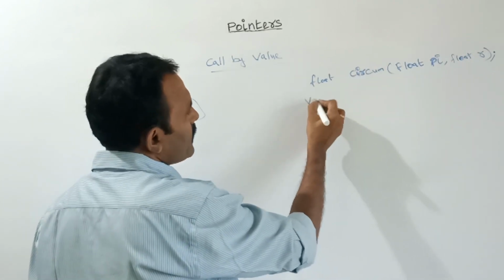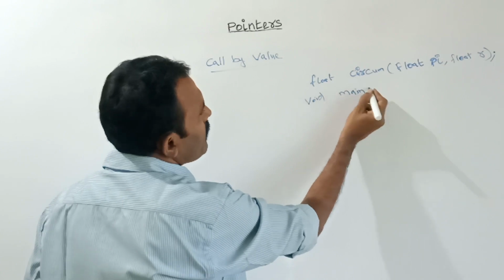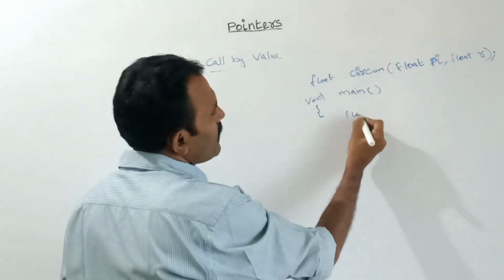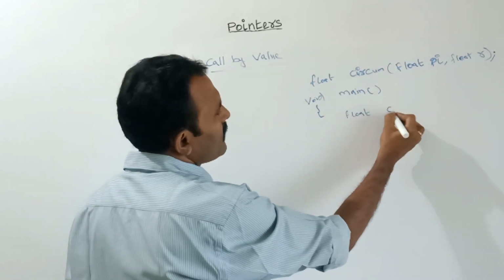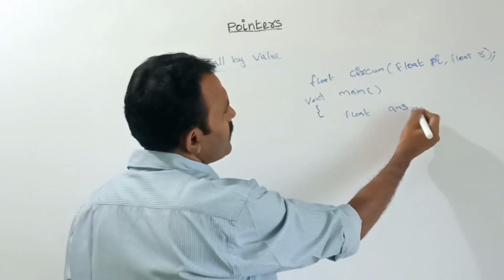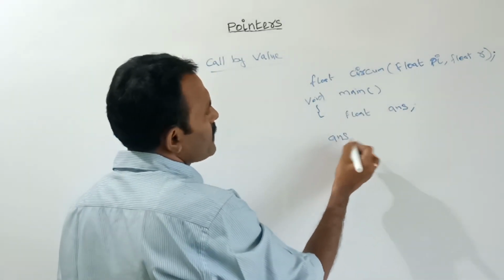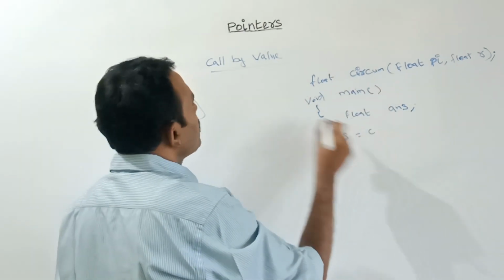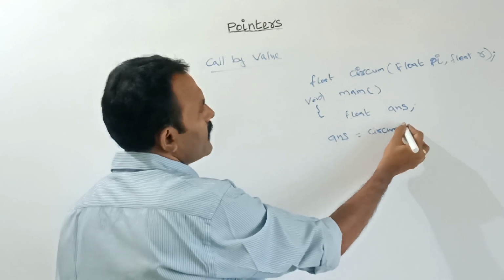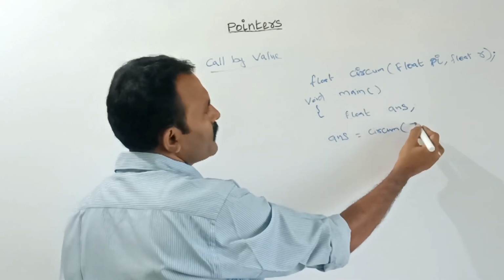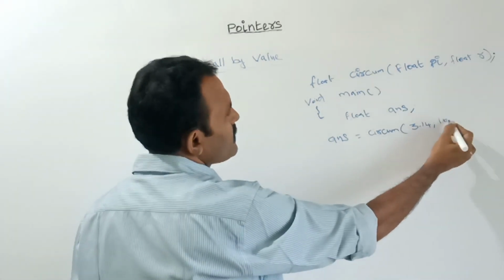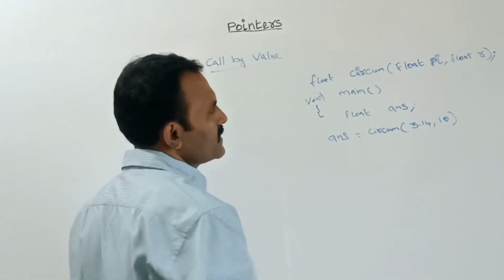Next, void main. For finding the result, I am declaring a variable as float. For getting the answer, I am declaring the variable as ans. Here ans is equal to, I am calling the function, that is call by value. The function name is circum. Next I am passing the values: for pi value 3.14, and for radius, let us assume the radius value is 10.